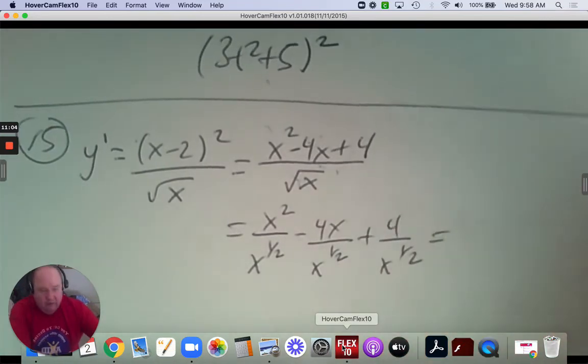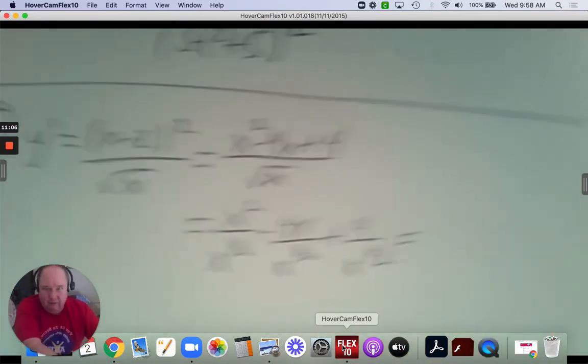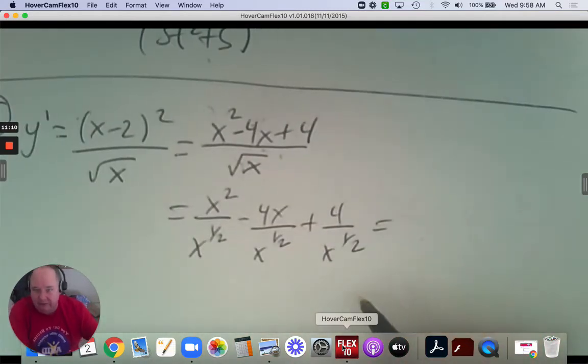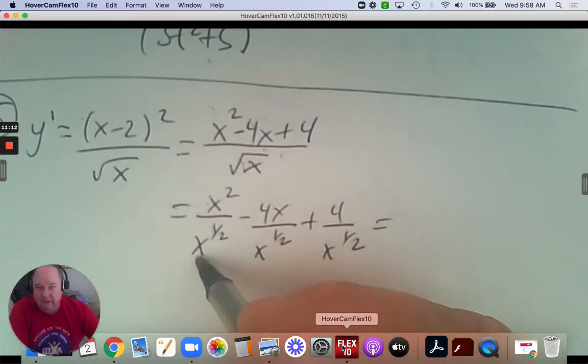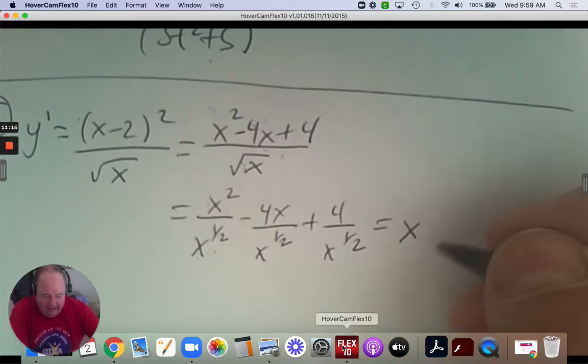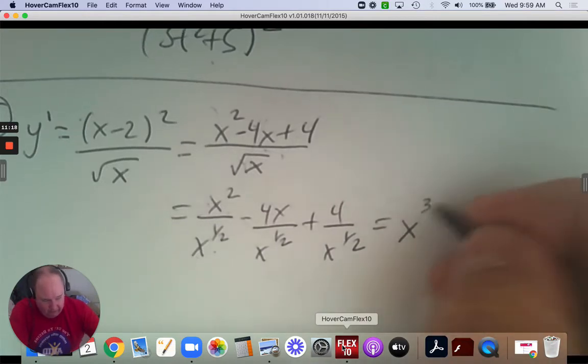So I wonder, can you now press pause and do the next step where you simplify this so we can do the antiderivative? So when the bases are the same and you're dividing, subtract. So 2 take away 1/2 is 1.5 or 3 over 2.